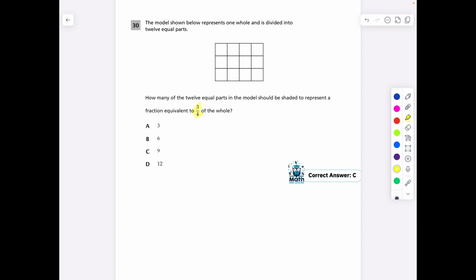So one way I think about this is for every 4 I count, I'm going to shade 3. So 1, 2, 3, 4, I'm literally going to shade 3 of them in. Go to the next one. 1, 2, 3, 4. I'm going to shade 3 of them in. 1, 2, 3, 4. I'm going to shade 3 of them in. That's the math work I'm doing. I'm just literally splitting it up into groups of 4s.